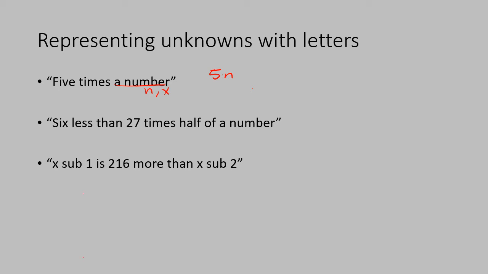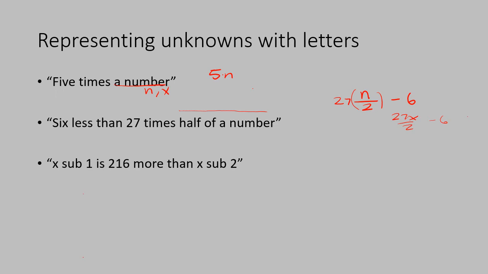6 less than 27 times half of a number? Well, to write this accurately, we kind of have to start back here at half of a number. So like n divided by 2, that's half of n, a number. 27 times that would be 27 times n divided by 2, and we want 6 less than that, so minus 6. So that might be a way that we can represent that. We could have also written that in some other ways that would be equally accurate, like 27x divided by 2 minus 6, same thing.